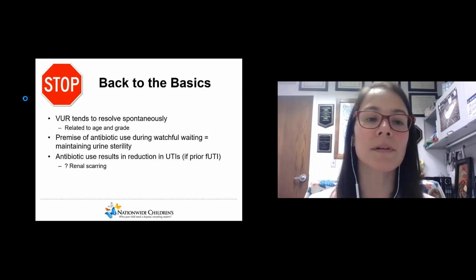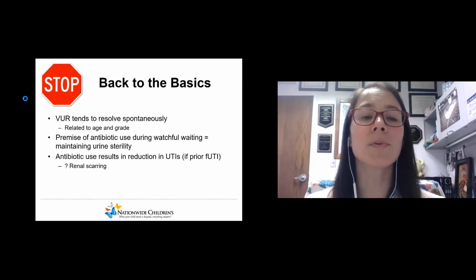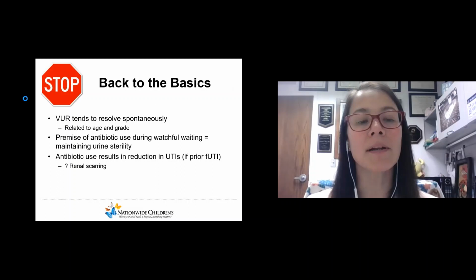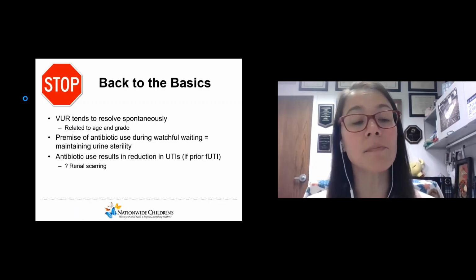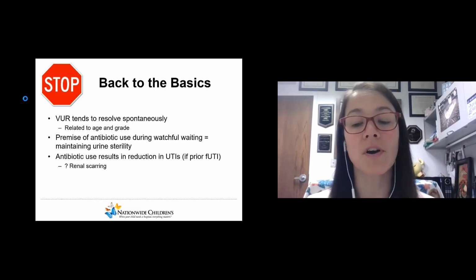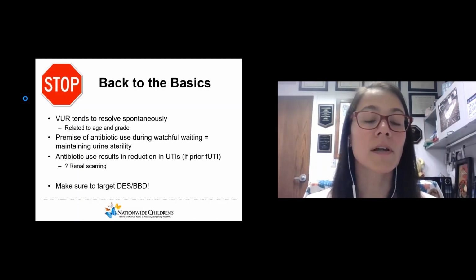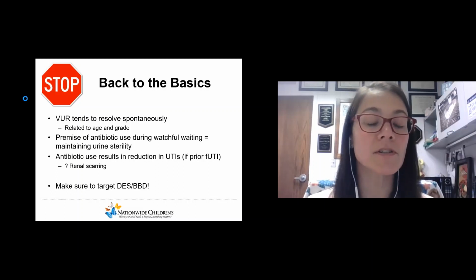So again, thinking back to the basics. So thinking about treatments, we know that reflux tends to resolve spontaneously and it's related to age and grade, and that the premise of antibiotic use during watchful waiting is to maintain urine sterility. But we also know that antibiotics result in a reduction in urinary tract infections or recurrent urinary tract infections if they've had a prior febrile urinary tract infection, and maybe it also reduces the risk of renal scarring. But also to make sure that we really target DES and BBD in the evaluation and the treatment of these patients.